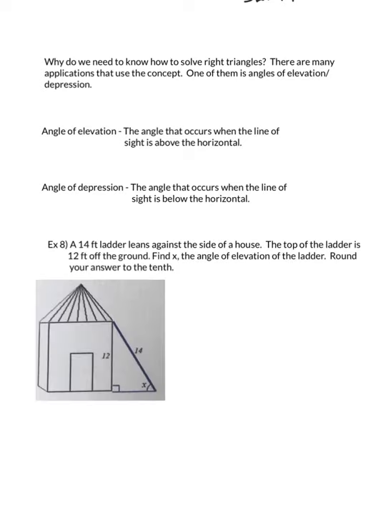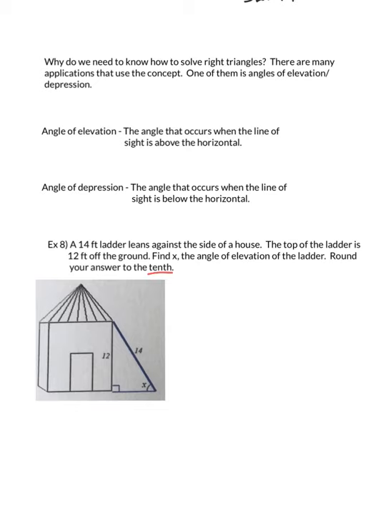On example 8, we are told that we have a 14-foot ladder that's leaning against the side of a house. The top of the ladder is 12 feet off the ground, and we are asked to find X, the angle of elevation of the ladder. And we are also asked to round the answer to the tenth. Pay attention to what you are asked to round to, because you will be marked wrong if you round incorrectly.